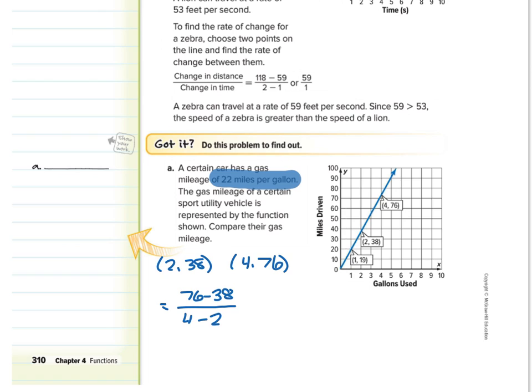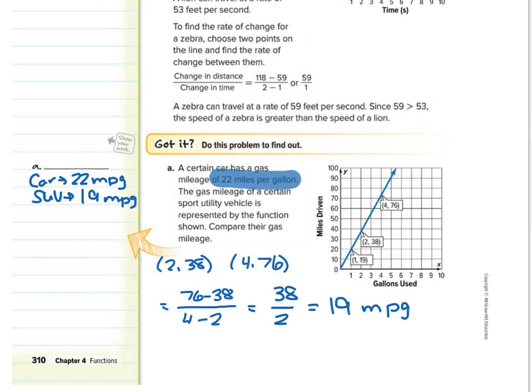76 minus 38 is 38. 4 minus 2 is 2, and when you divide 38 by 2, you come up with 19, and this 19 is 19 miles per gallon. So now as we compare, the car is at 22 miles per gallon. The SUV, sport utility vehicle, is at 19 miles per gallon.